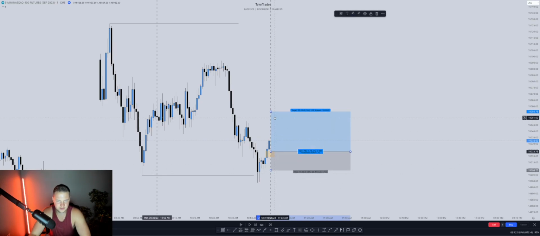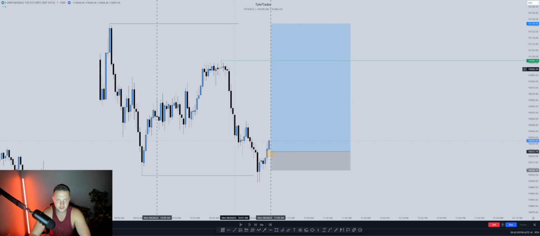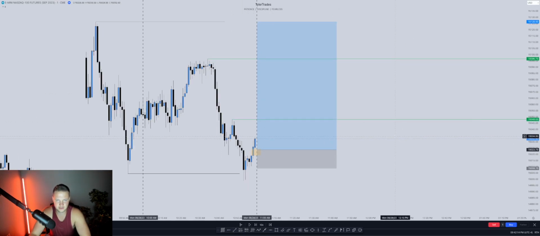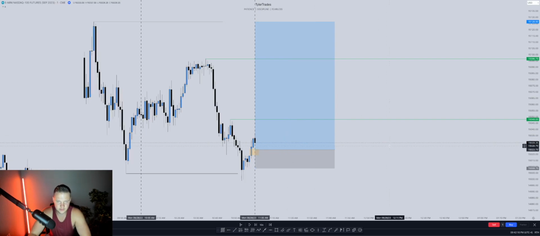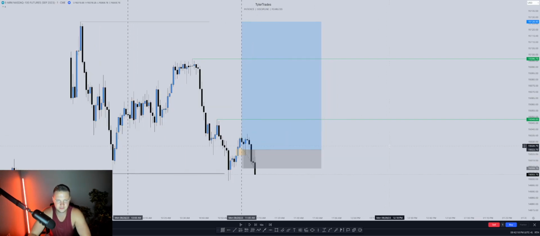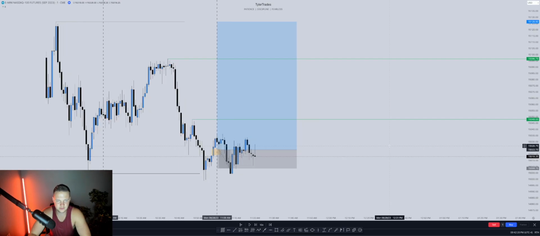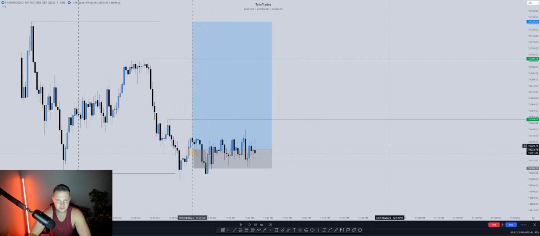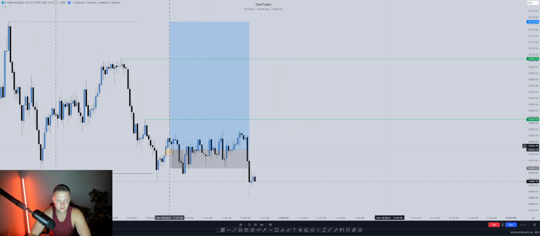Stop would go below here, 15 points, real nice and easy. Looking to target opening range high. TP1 for sure right here. Maybe you'd go risk-free after you get above these highs right there because it's over a 1-to-1. So let's see what we get, guys. Price taps in and then ultimately doesn't respect that. Chops around some more and then sells off even more.